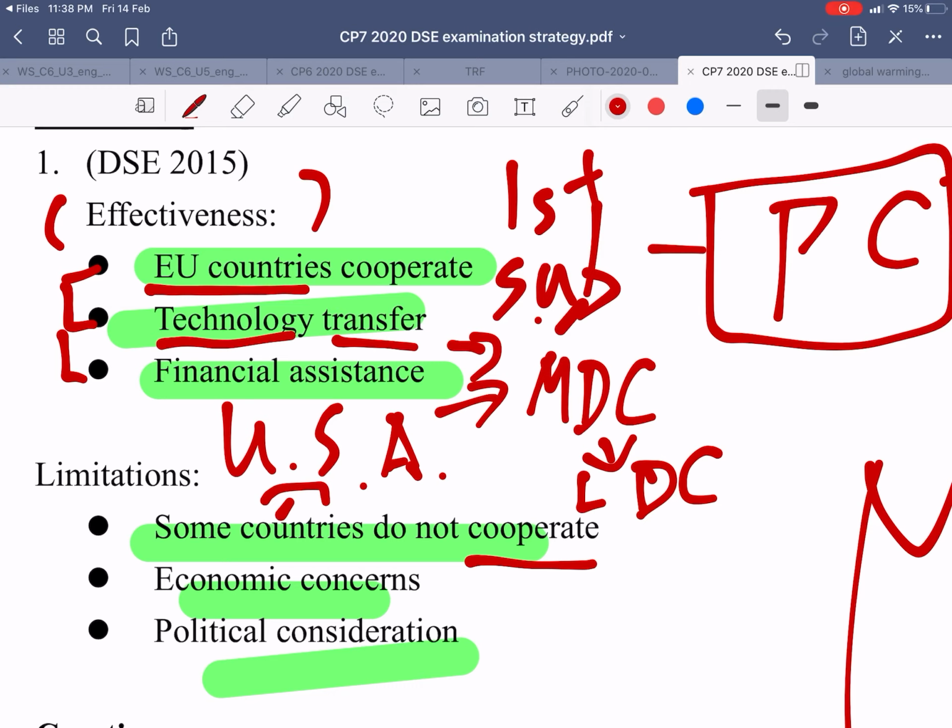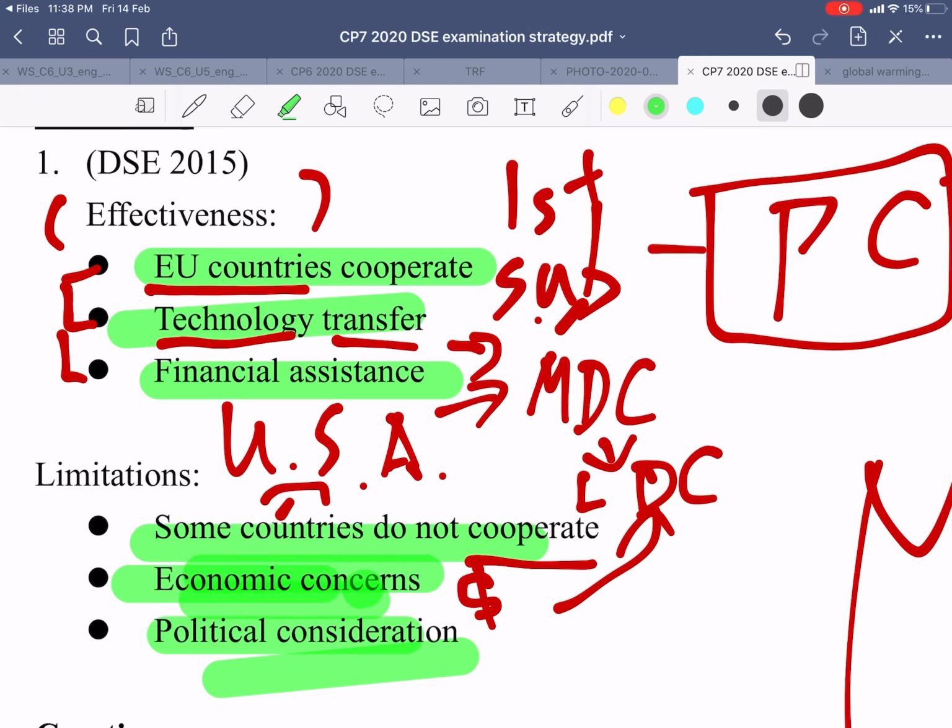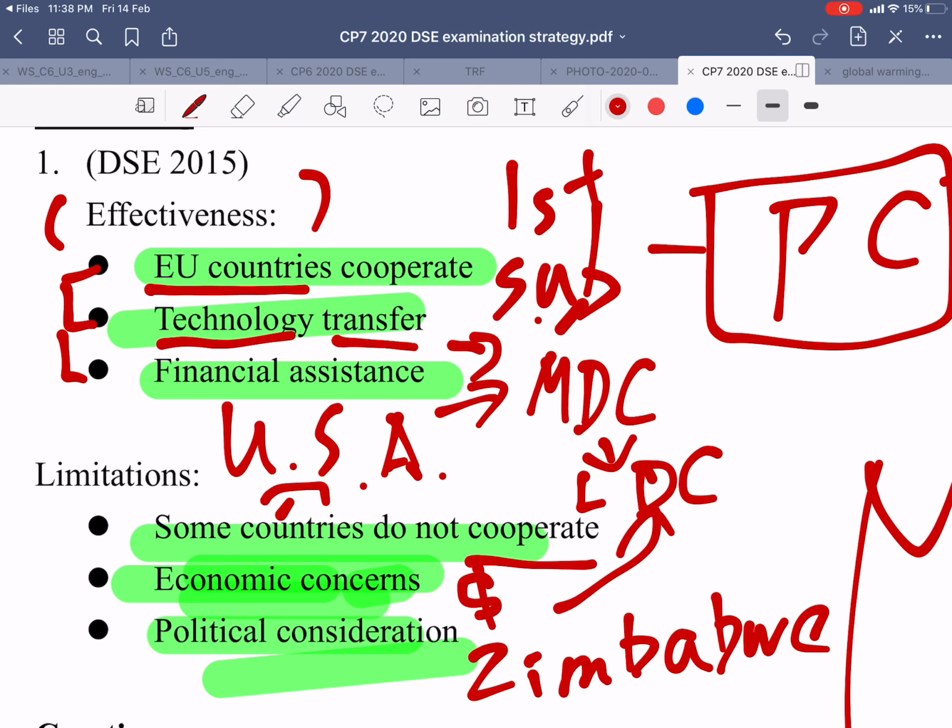Okay, how about the economic concern? How come I have to give you money like this? Okay, and then political consideration. Okay, for example, can we ask someone in Zimbabwe to reduce the carbon dioxide emission? No way, it's very hard. How about Sudan? It cannot, because they are having war, okay? Or even China.